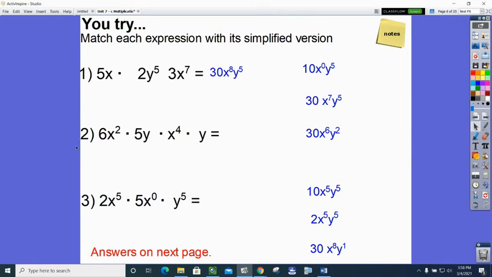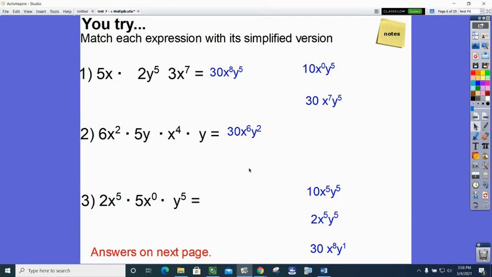Okay, let's see if I can keep my brain straight this time, okay? Do number 2, please. 6 times 5 is 30, times 1 is 30, times 1 is 30. So we have a 30 out in front again. X to the 2nd, x to the 4th would be x to the 6th. And y to the 1st times y to the 1st would be y to the 2nd. 30, x to the 6th, y to the 2nd.